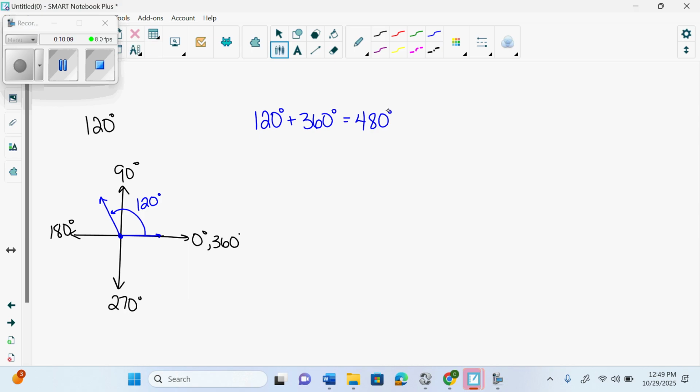Yeah? So if I want to go in the reverse, what would I do? 120 degrees minus 360, and I would get negative 240 degrees. And then I could subtract 360 again, which would be negative 720 from the original, right? And negative 1080. Do we agree on that?